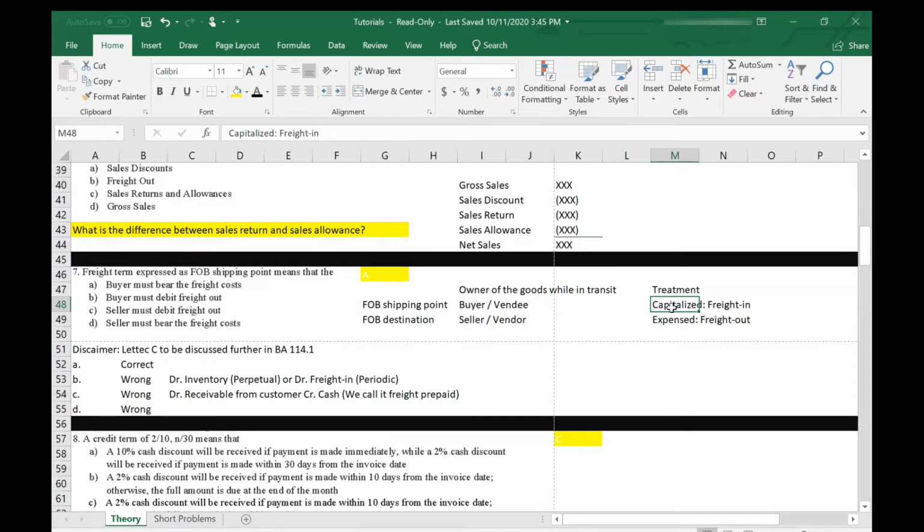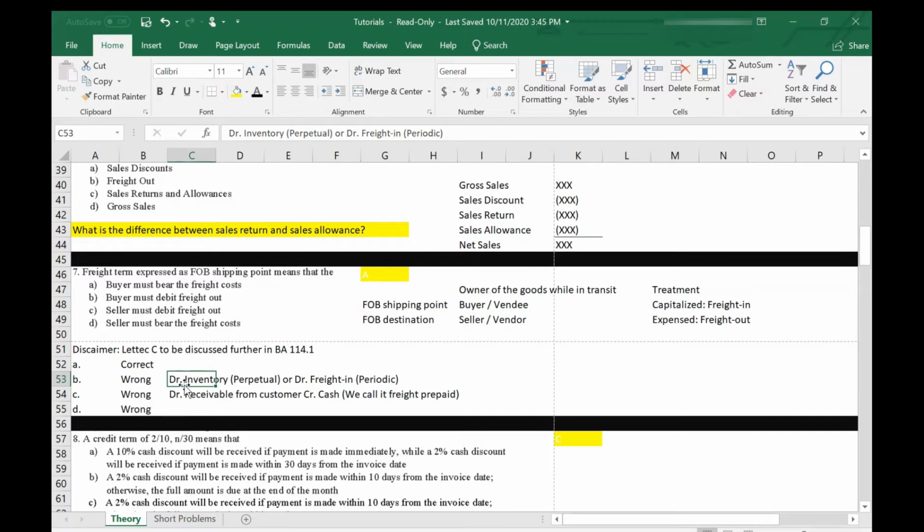So let's go to the choices. Letter A, buyer must bear the freight cost. It's correct, no? Because if it's FOB shipping point, the buyer is the owner of the goods while in transit. Therefore, the buyer should shoulder the freight cost. Letter B, buyer must debit freight out. No. Because nga, the treatment is that it is capitalized, meaning it forms part of the inventory of the buyer. So how does the buyer account for that? The buyer will debit inventory if the buyer uses perpetual system, or debit freight in if the buyer utilizes periodic system. Letter C, seller must debit freight out.